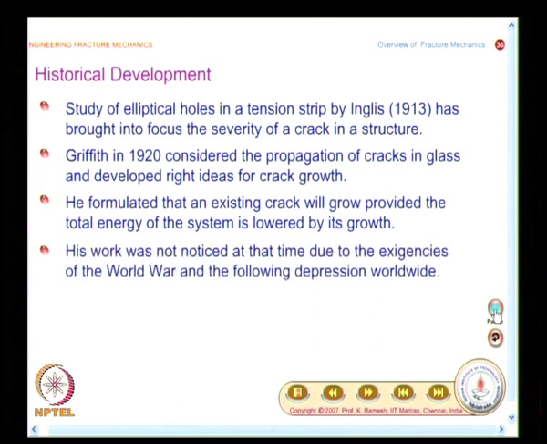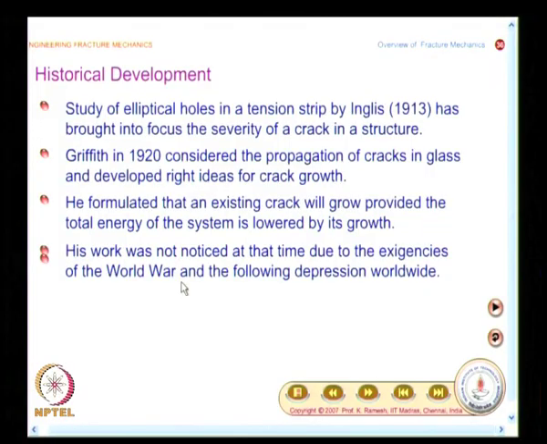and as I mentioned, he formulated that an existing crack will grow provided the total energy of the system is lowered by its growth. So, you have to appreciate the existing crack will grow, and eventually when it becomes critical, fracture will occur. So, it is not that when you have a crack, when you apply even the smallest load, the structure is going to fail, it is not so.